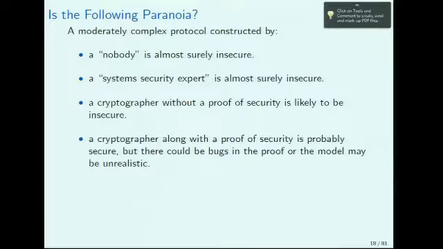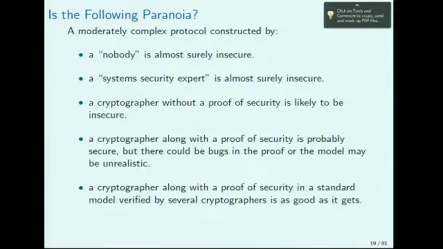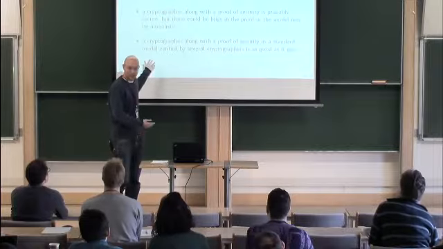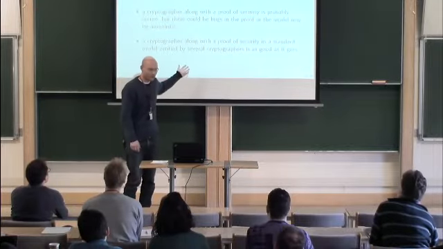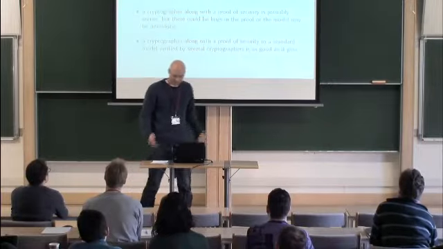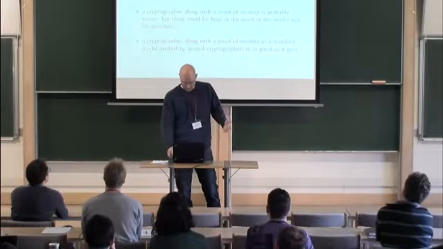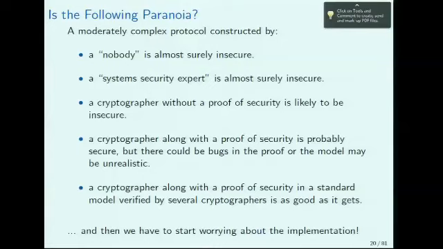Okay, so the next thing you could consider is a cryptographer that produces a scheme along with a proof, but there could be bugs in the proofs, of course. So who reads the proofs? And the model could be unrealistic. So this is the best we can hope for. A cryptographer produces a scheme with a proof in some standard model that we basically understand, and the proof is verified by multiple cryptographers. So that's the best we can do. And then we have to implement it. And I think many people here know a lot more than I do about implementation. So if you look at my scheme, please report what you find.